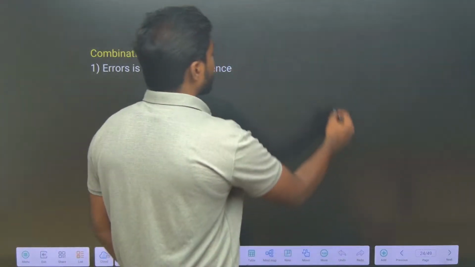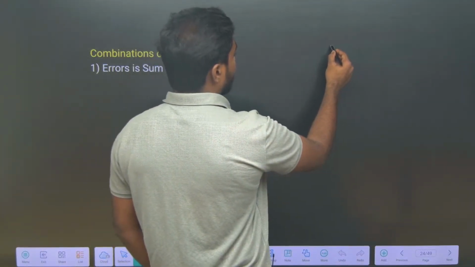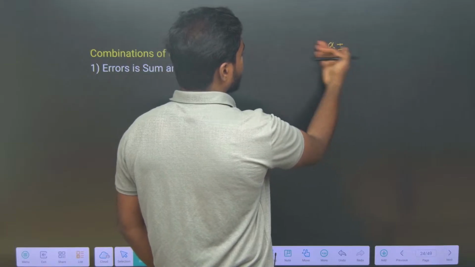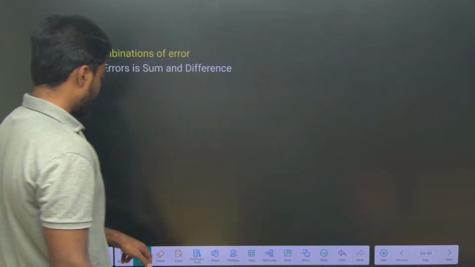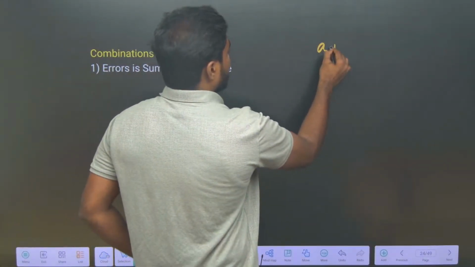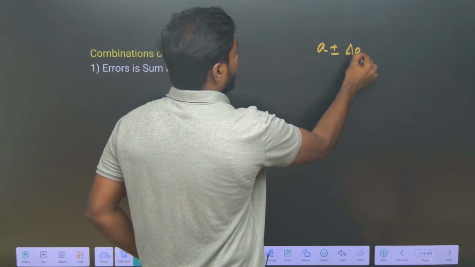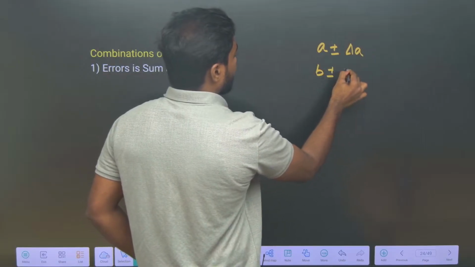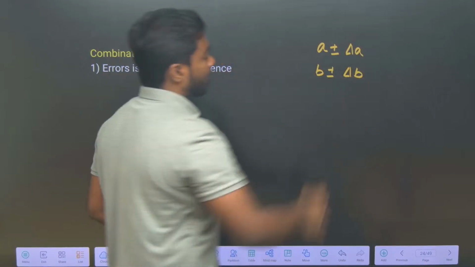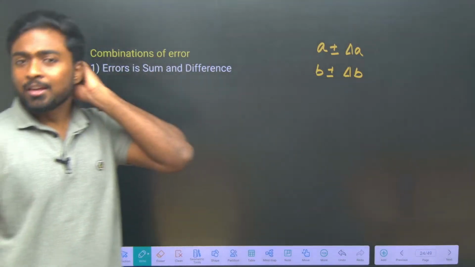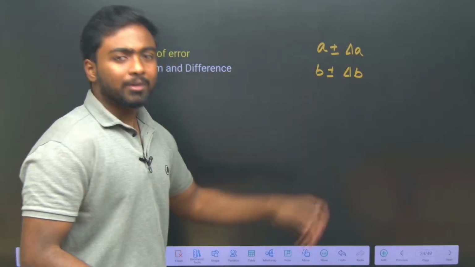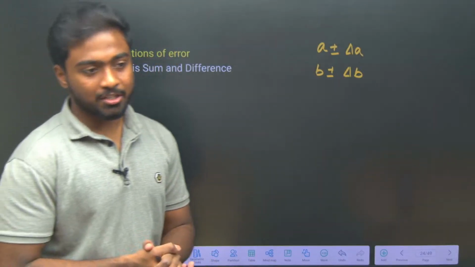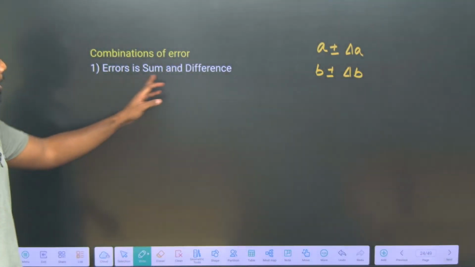So for example they have given a plus or minus delta a, b plus or minus delta b. I need to add both of them. So what is the thing I need to do here? Or if I need to subtract, what is the thing I need to do here? That's the question. Okay, let me explain.